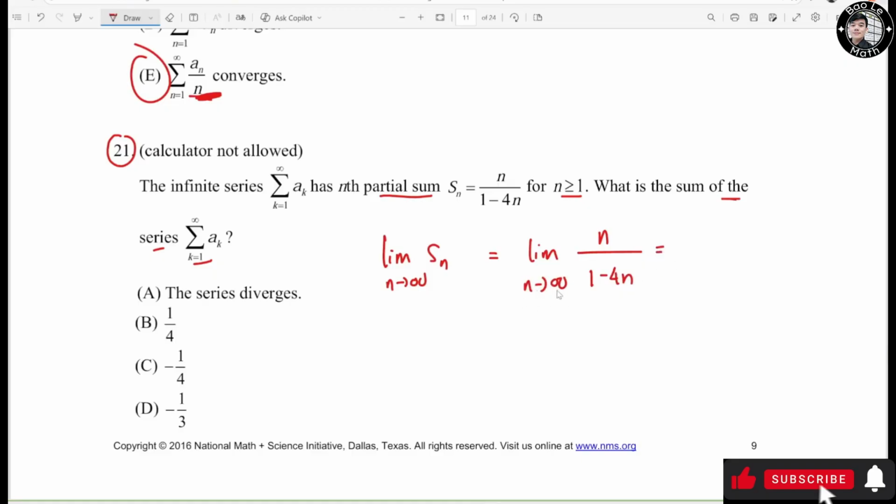So when n approaches infinity, this term grows faster than 1, right? So it can be the limit of n over negative 4 times n when n approaches infinity, right? So we can cancel out the n. The answer is negative 1 over 4, right? So the answer must be C.